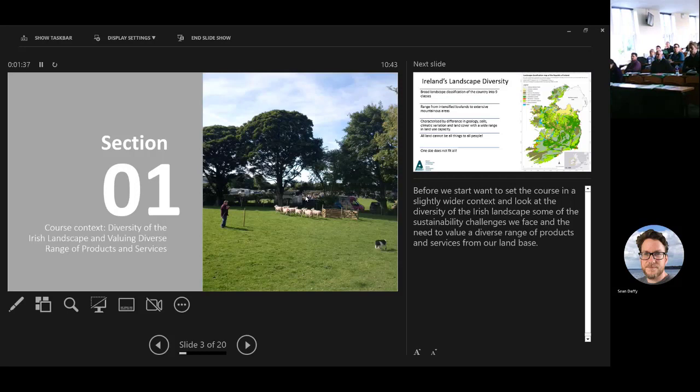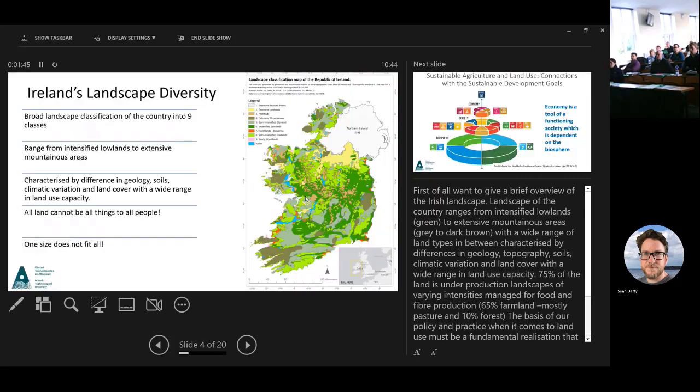Before we start, I want to set the course in a slightly wider context and look at the diversity of the Irish landscape and some of the issues and sustainability challenges that we face. You'll all know from your roles going around the country that we live in a diverse countryside. Okay, we have a broad landscape.